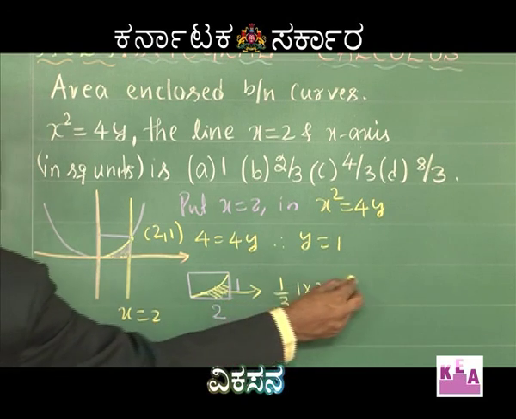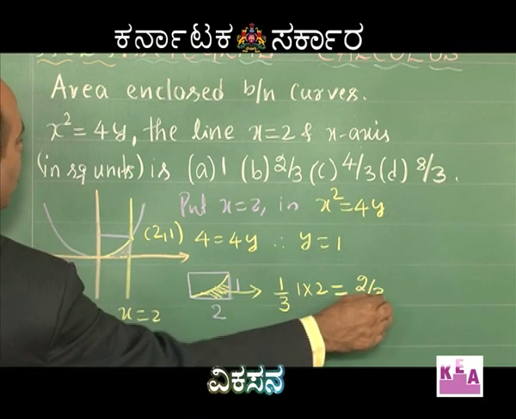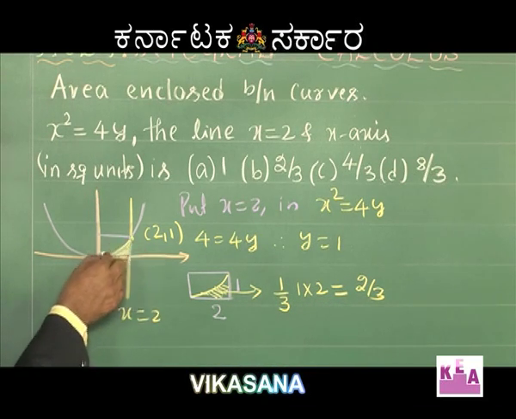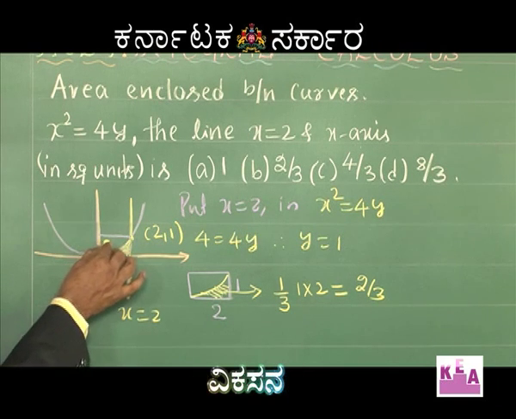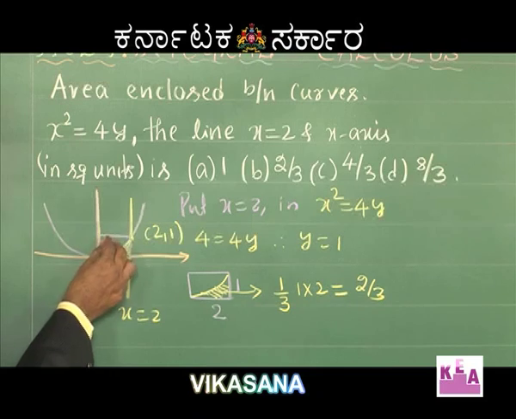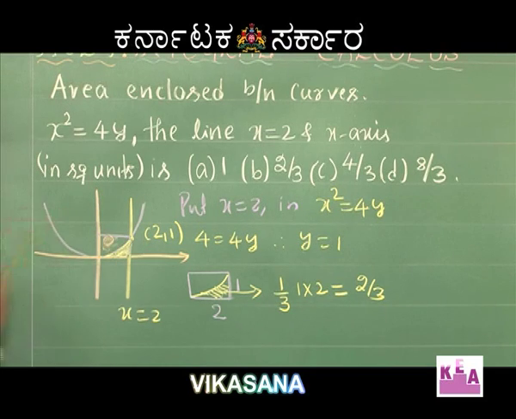This area is given by 2 by 3. So, the simplest shortcut is 2/3, or 2 by 3, is the answer. However, dear students, suppose they ask, what is this particular area? That means to say, let me shade it in a different color. What is this area, if this is the question?